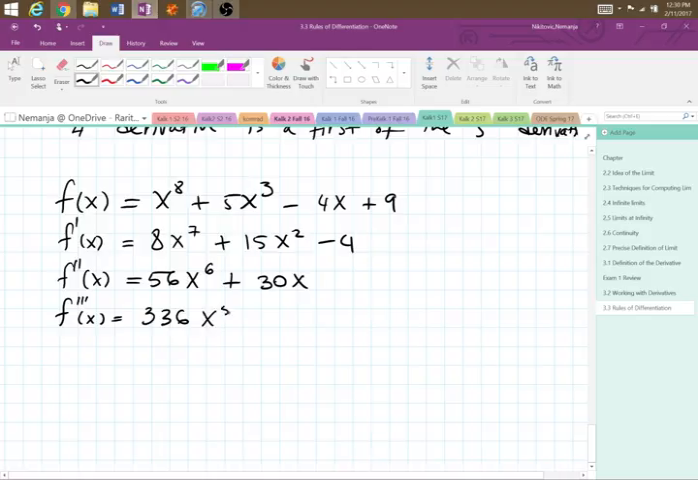x to the 5 plus 30. The derivative of x is 1. On to the next problem.